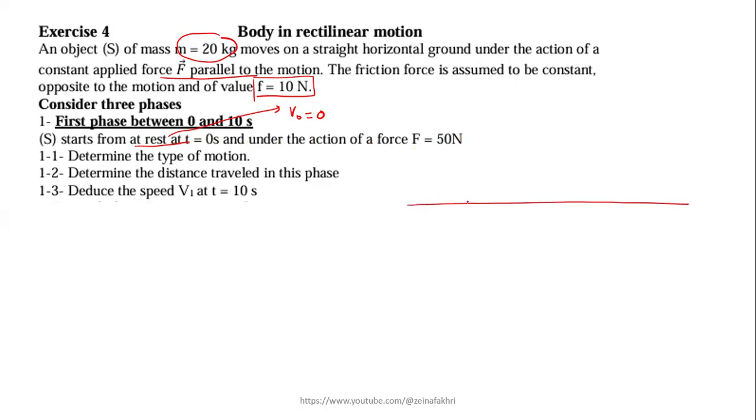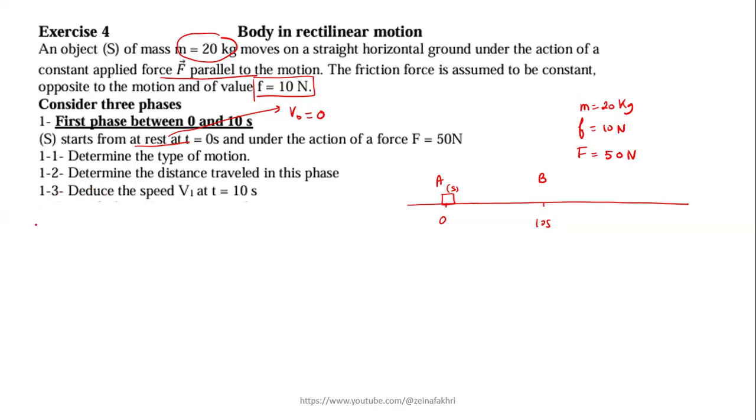So we have an object that's moving on a horizontal track, and from 0 to 10 seconds, so this is the 10 seconds here, we can name it, for example, the point A and B. The object is moving from the point A to the point B, and this is the object S. It starts from here with initial speed equal to 0. So under the force F equal 50 Newton, we'll put the given here: the mass is equal to 20 kilograms. We have the friction equal to 10 Newton, while the traction force is equal to 50 Newton. The first question is: determine the type of motion or the nature of motion.